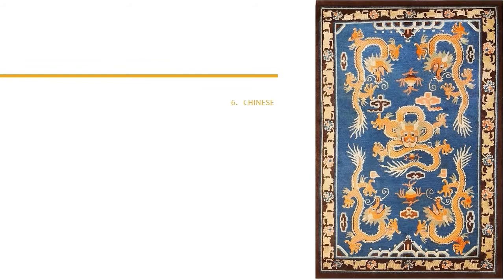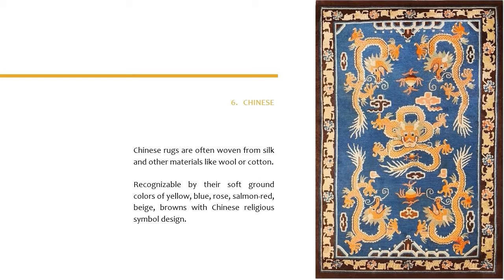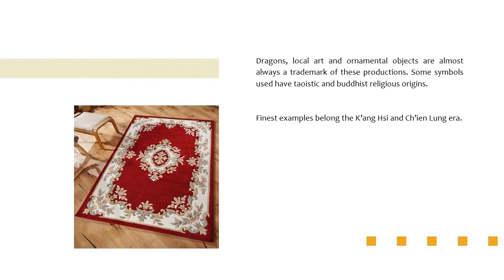Chinese rugs. Chinese rugs are often woven from silk and other materials like wool or cotton, recognizable by their soft ground colors of yellow, blue, rose, salmon red, beige, and brown, with Chinese religious symbol designs. Dragons, local art, and ornamental objects are almost always a trademark of these productions. Some symbols used have Taoist and Buddhist religious origins. The finest examples belong to the Kangxi and Qianlong era.